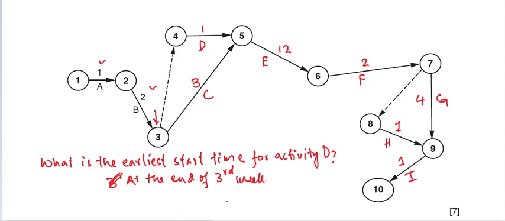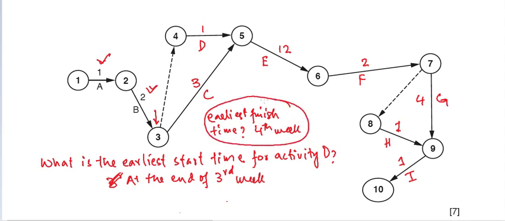And what would be the earliest finish time for activity D? Activity D can finish at the end of the fourth week, right? Because this is going to take 1 week, and this is going to take 2 weeks. At the end of 3 weeks you can start activity D, which can take what, 1 week, so that would be the fourth week. So the earliest finish time can be the fourth week.